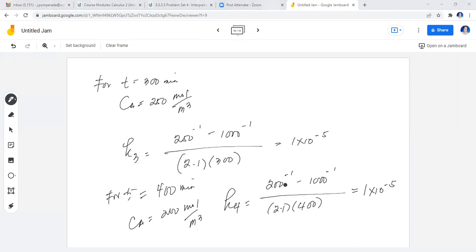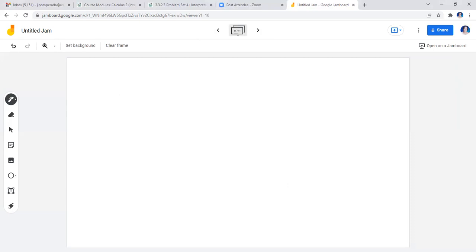Therefore, based on this, since your K did not vary that much, your assumption is correct. Therefore, we say n is equal to 2. We know already that n is equal to 2. If n is equal to 2, then you have the rate equal to k C sub A raised to 2. Now, this is already your rate law.